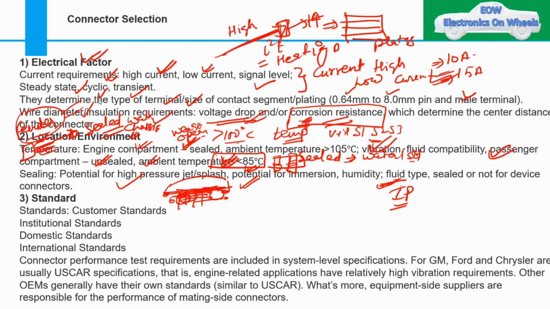Then temperature range also. You know that in an engine, if you are choosing, then you have to choose the temperature class based on this temperature. I will show you in the coming slide what the temperature classes are. Then standards. There are some standards based on which you have to select those. Some might be domestic standard, institutional standard, and international standard.